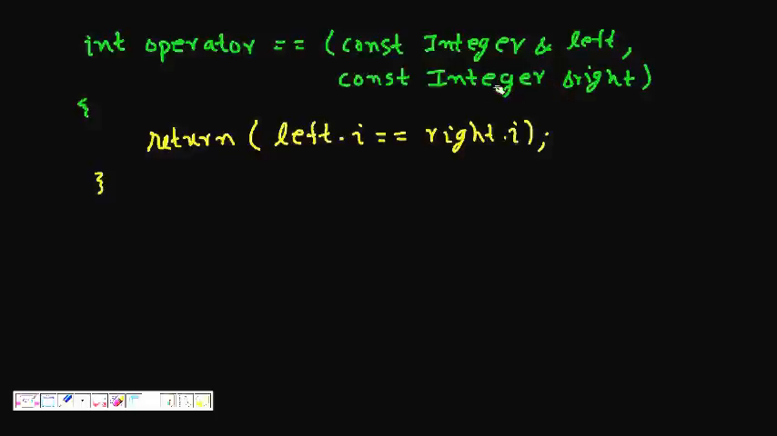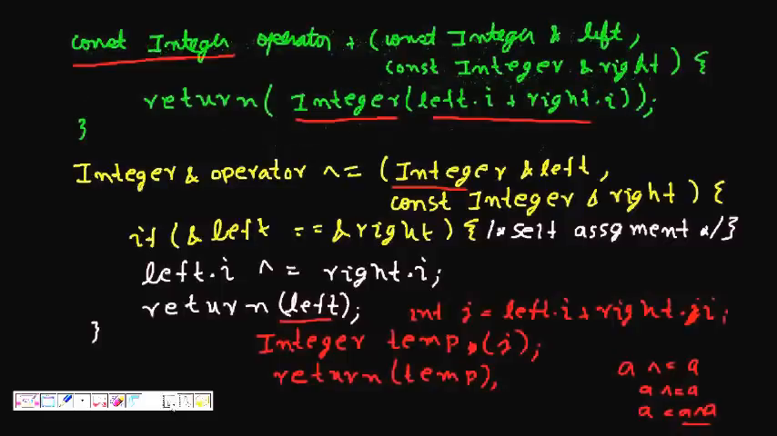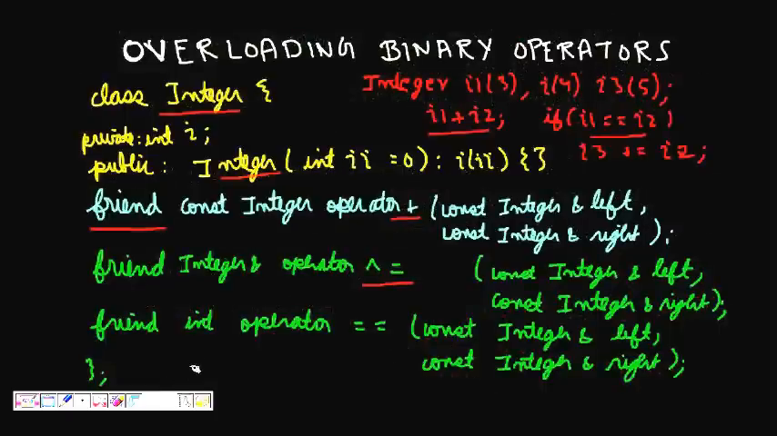Then let's see the equal to operator. If these two are equal, I don't need to change anything, so I have put a const here. So return left.i is equal to right.i. If it is true, it returns true, or non-zero. Okay, so this is about the binary operators, and this is important for operator overloading, how to do it, and we used friend functions to do operator overloading.